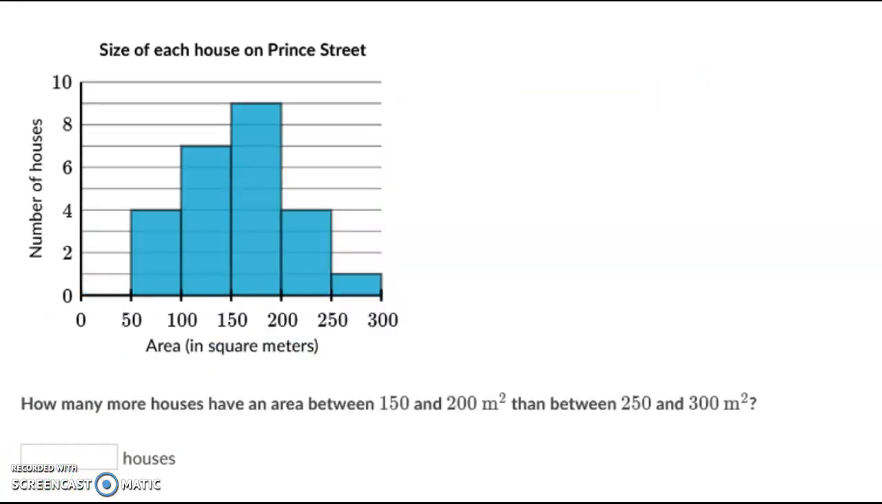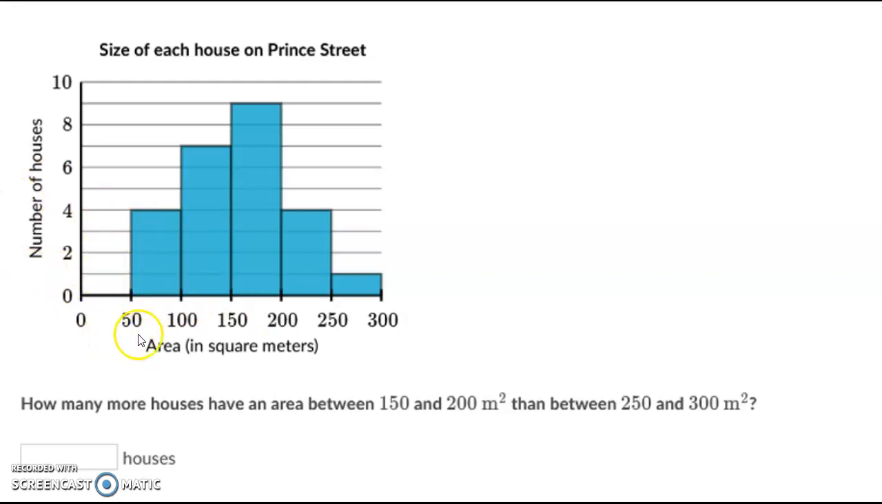All right, last example here, we have a last histogram, which let's go ahead and figure out what data they're giving us. The size of each house on Prince Street. Ooh, so this is the number of houses and this is their area. So what that means is like between 50 and 100, there are 4 houses that have an area between 50 and 100. So that gives you an idea on how to read the data.